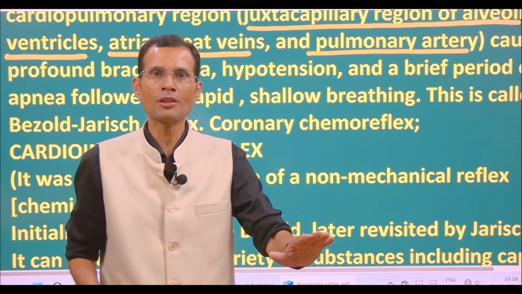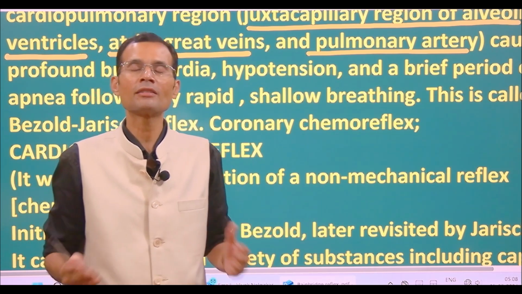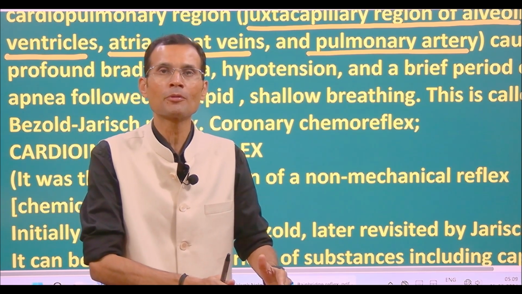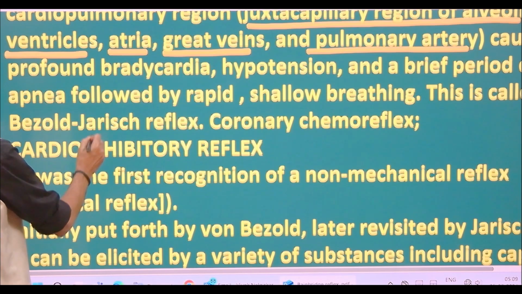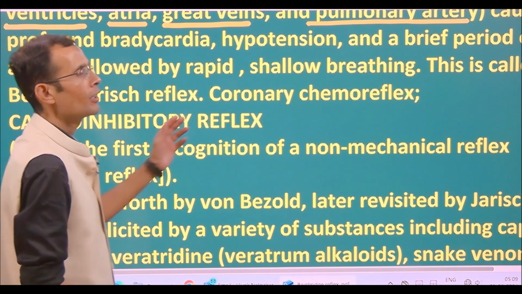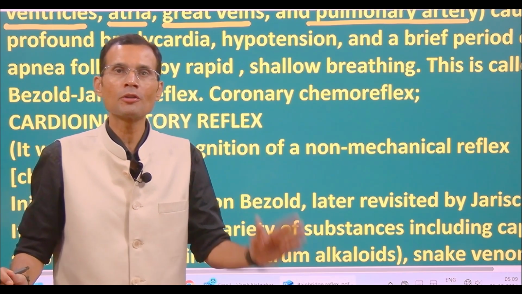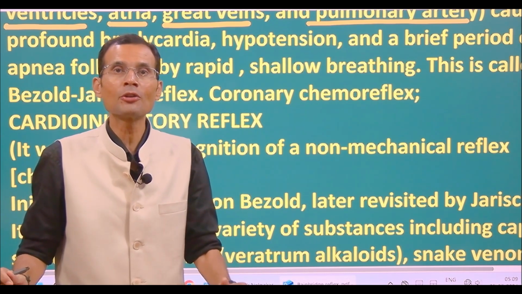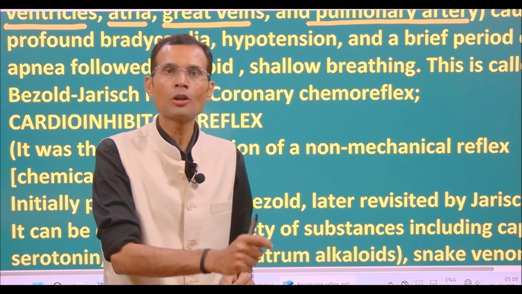So it is inhibitory, and therefore all in all, for the Bezold-Jarisch reflex, we can say that it's an inhibitory type of response obtained in this reflex. This is called Bezold-Jarisch reflex, also called coronary chemoreflex, also called ventricular chemoreflex. Yes, this is the better term, ventricular chemoreflex.